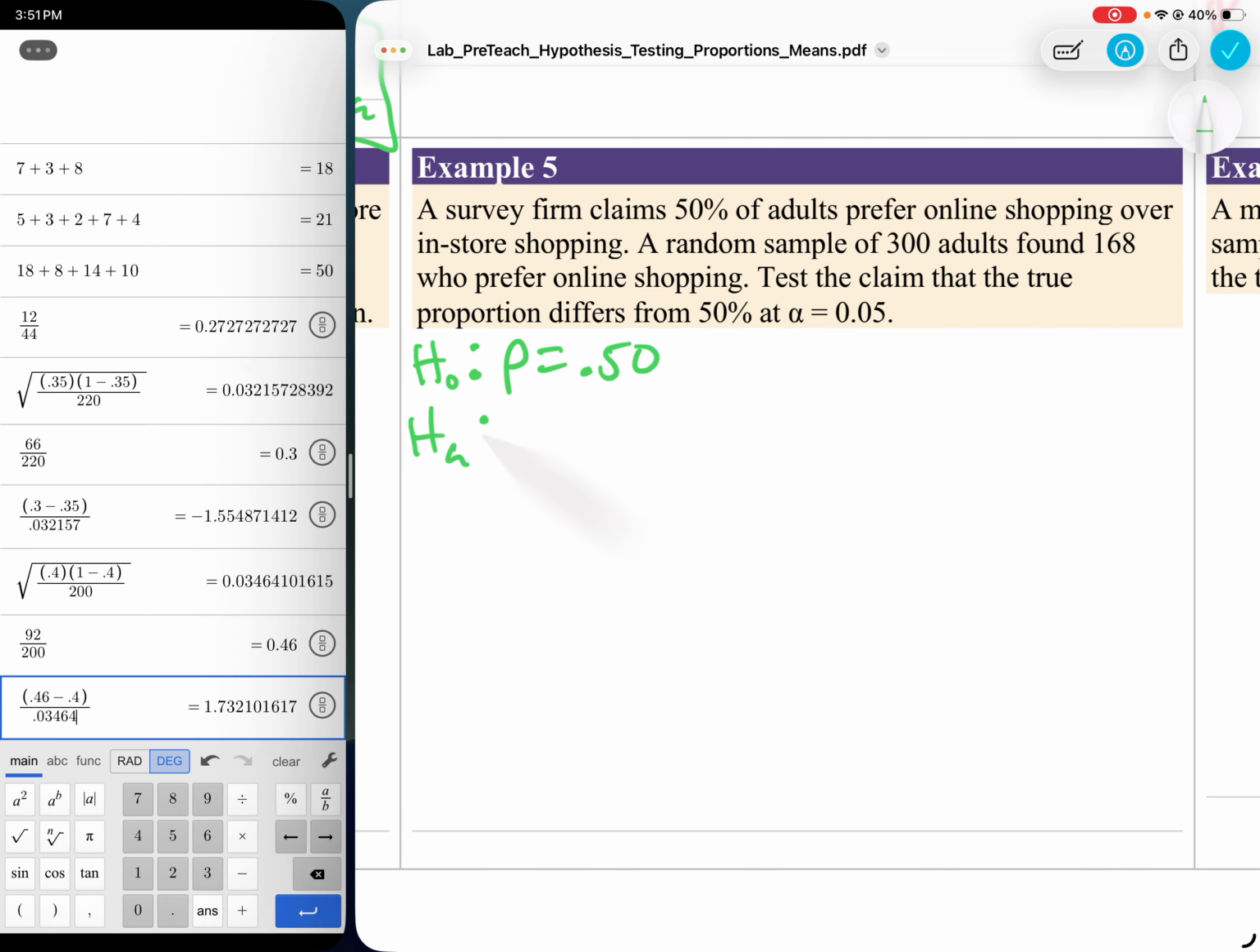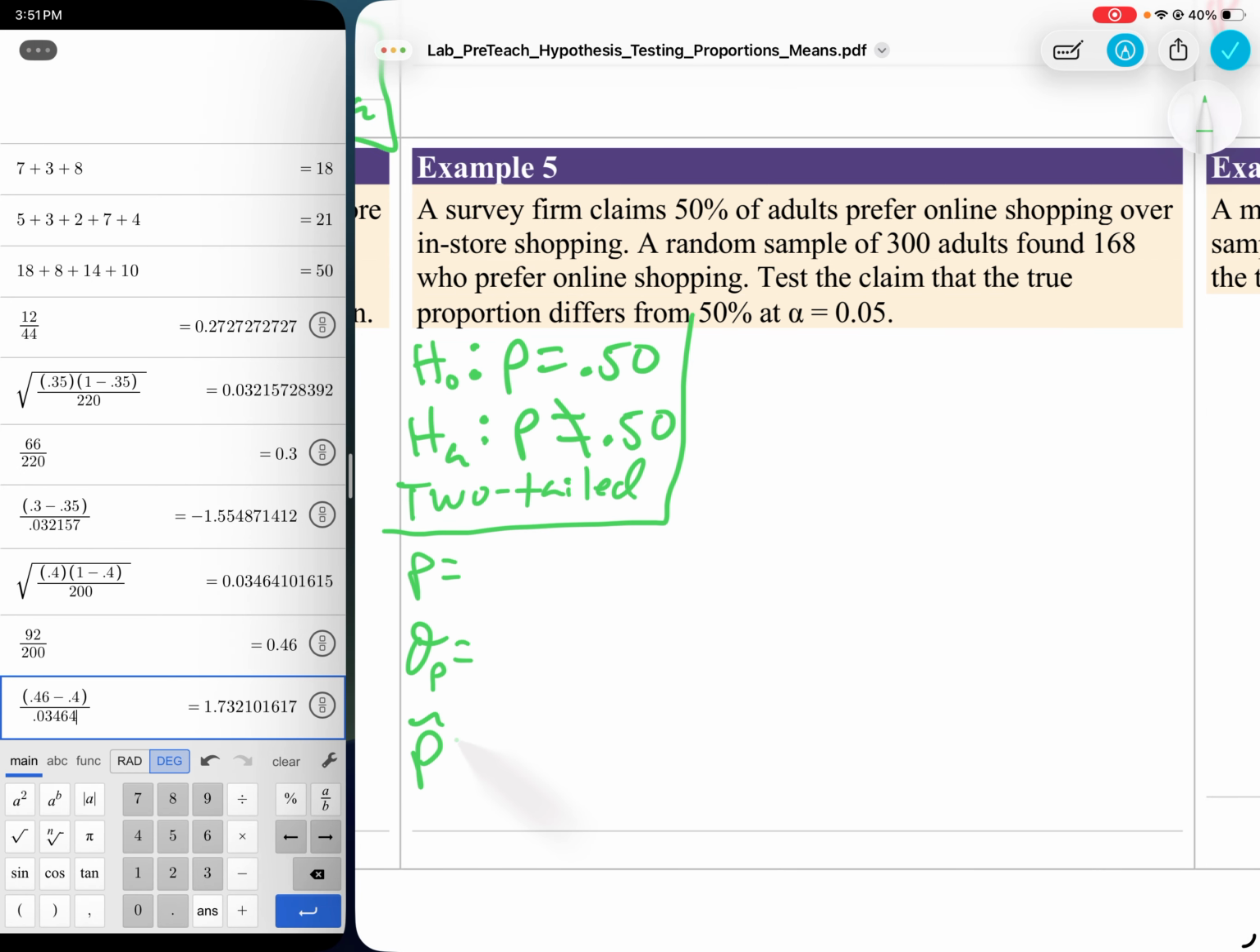We are going to test that it's actually different, that it could be larger or smaller than 0.5. So we're going to use a not equal to 0.5. If we just want to know if the actual population proportion is different, that it could be either larger or smaller, we're going to use that not equal to sign, and it's going to be a two-tailed test. And that means we're going to have to do one more step at the end to get our p-value, which I'll talk about then. But regardless, we need to get our p, our standard deviation, and our p-hat.